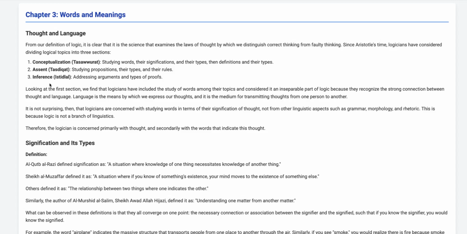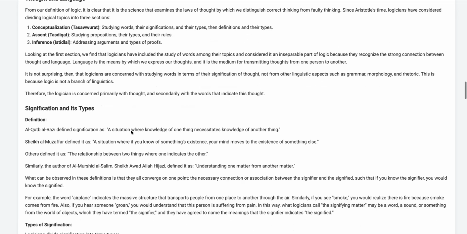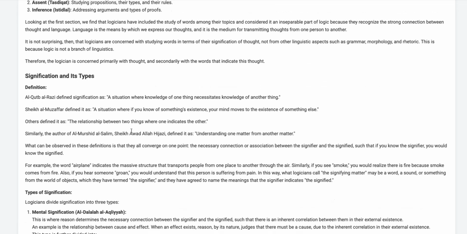Number 3 here. How do you assess it? How do you understand it? How do you engage it? It's not surprising then that they placed a lot of attention on that. Therefore, the logician in the science of Islamic logic is concerned primarily with thought, and secondarily with the words that indicate this thought. There's going to be some tweaking to that as we move on, but more or less.